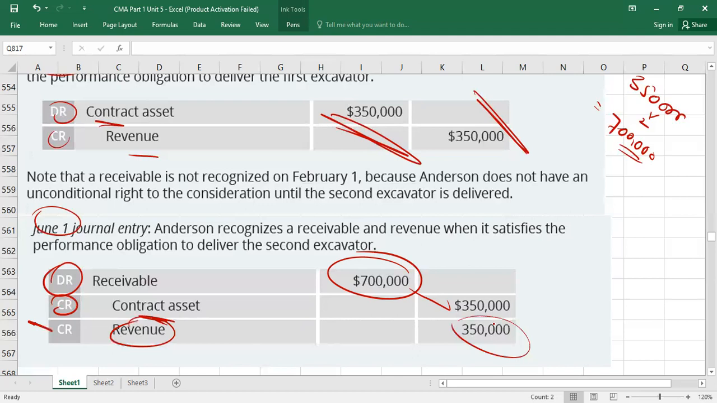And the day when the customer makes the payment, on that day you will debit cash and credit receivable, and the matter is over. And obviously keep in your mind, when you book the revenue of the second excavator, you should book the cost of goods sold also of the second excavator. Understood? Okay, guys. I hope it is clear, right? So see you in the next class.